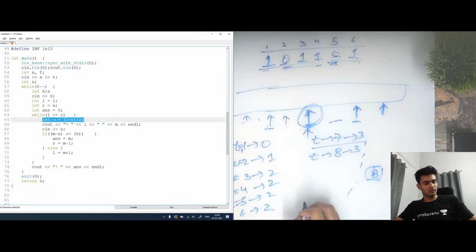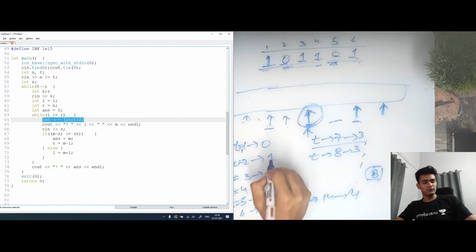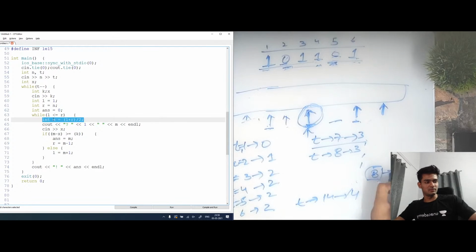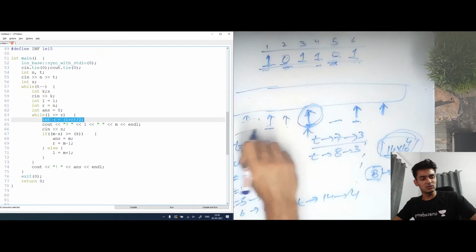Then again for t equals to 14, we'll save 4 queries. Now if you see, this sum will actually be somewhere around 14 into 10 to the power 4. And this is exactly the number of queries that we had to save. Okay. And that is why we can actually use this approach.